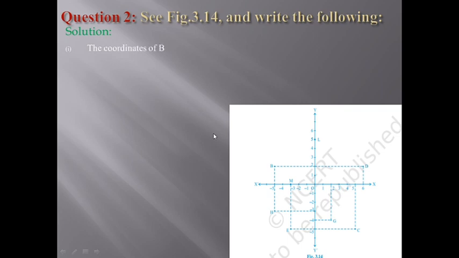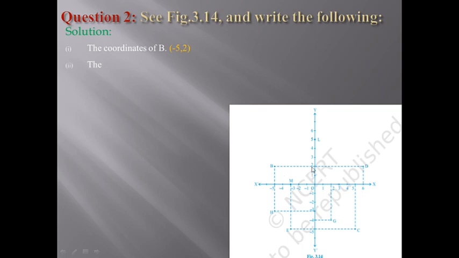The coordinates of B. What are the coordinates of B? Look at the figure. B is given here, and its coordinates are -5 and 2. Always remember that the number on the x-axis is written first, that is the abscissa, and the number on the y-axis is called the ordinate. So first we write the abscissa and then the ordinate. So the coordinates of B are -5, 2.